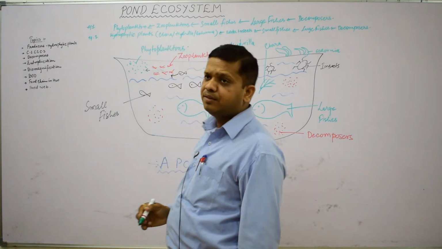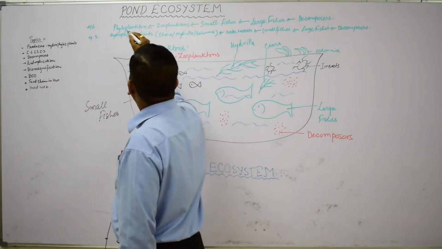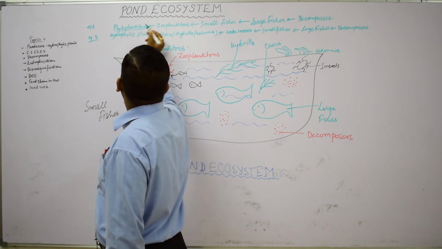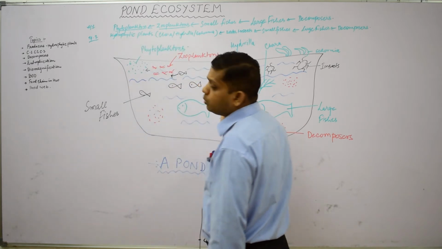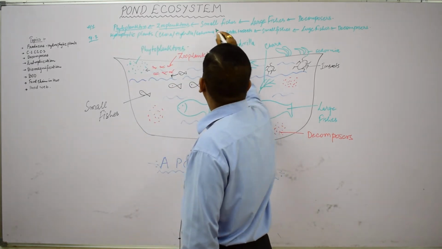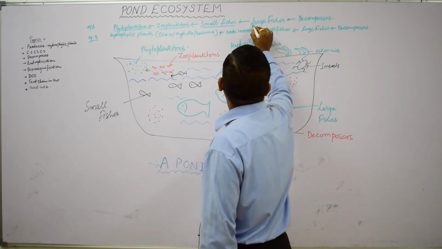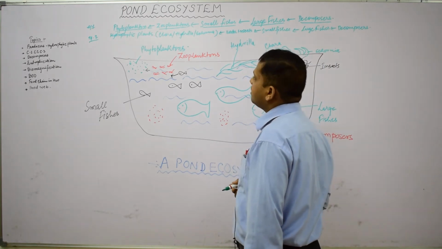Now we will understand what the consumers are here. In the first example, the phytoplanktons are producers. Zooplanktons are primary consumers. Here you will see the small fishes are secondary consumers. Large fishes are tertiary consumers, and lastly there is a decomposer.